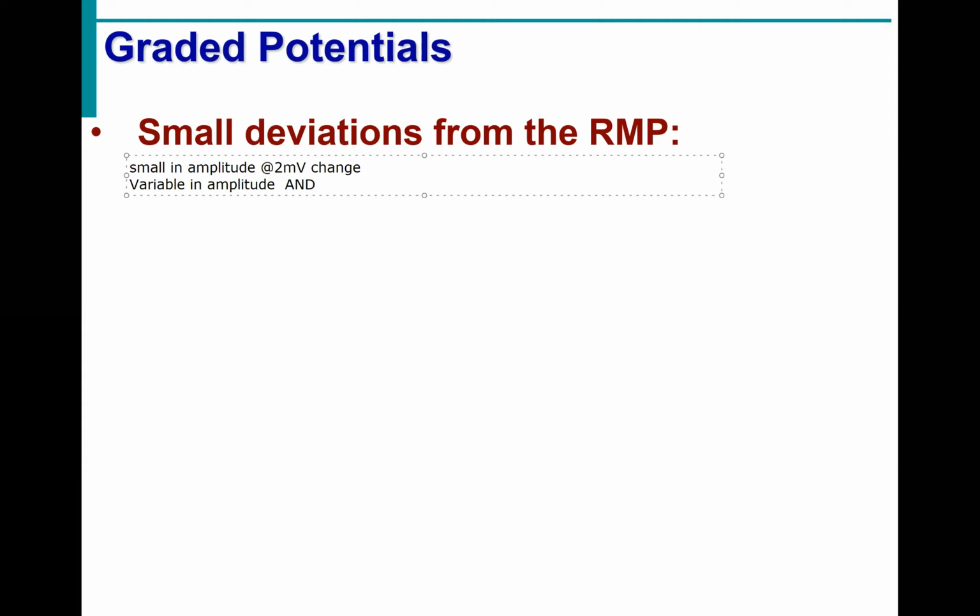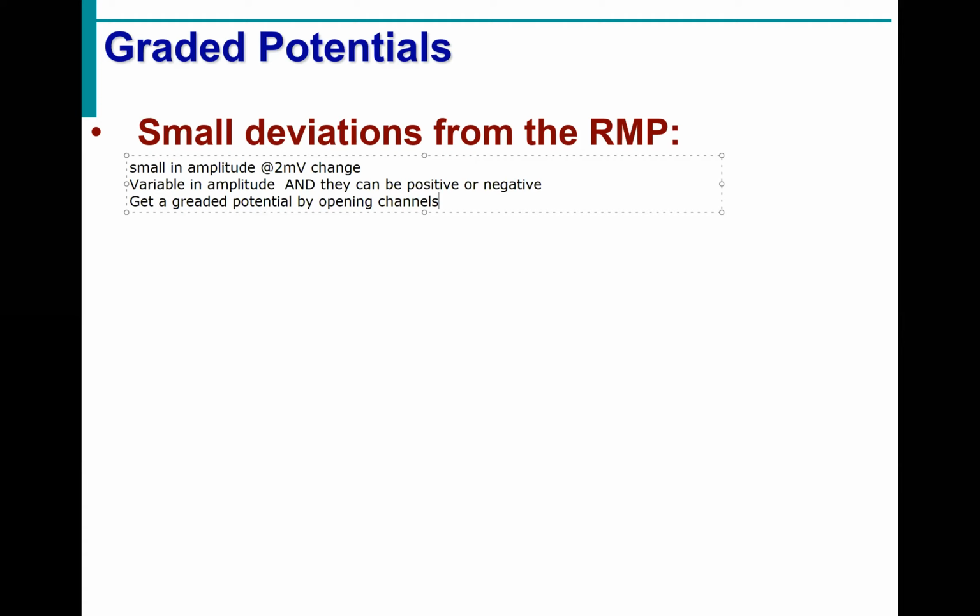And the other big key with these graded potentials is that they can be positive or negative. Now, we know we are going to get a graded potential by opening channels. And when we open channels, we let ions flow. We can actually draw this, and normally I would do this on the board, but I think we can do this here.